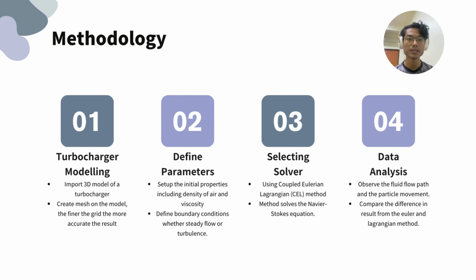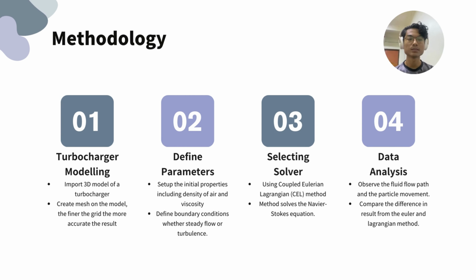From the model, we have created a mesh on the model. The finer the grid, the more accurate the results. We also have to define the initial parameters, which include the density of air and viscosity. And we also have to set the boundary conditions, which is whether we want to make it a steady flow or have turbulence inside the turbocharger. Next, we have to choose what approach we want to use.